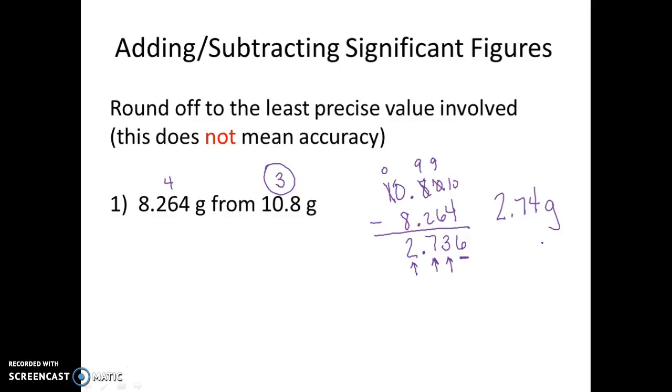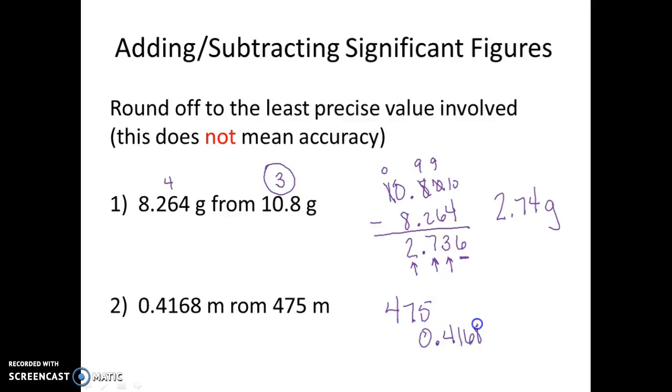All right, let's look at a couple more subtracting problems, and then we'll move forward to multiplying and dividing. In this case, we again have meters. So we have 475 and 0.4168. So 475, and then we have 0.4168. Again, you are welcome to use your calculator, but I do think it's incredibly important that you know how to do this without a calculator. We have 4 in the first one. Again, that first 0 does not count as an important number.